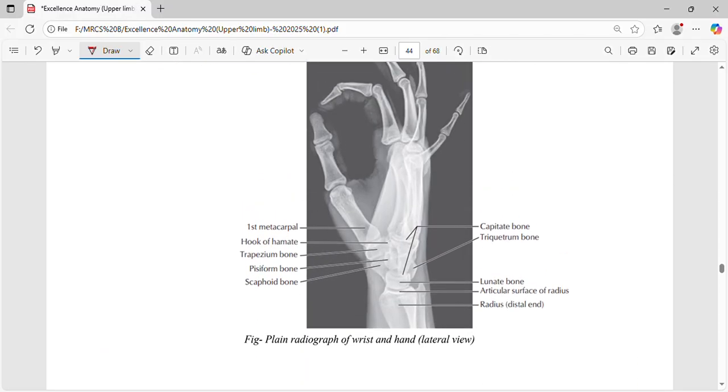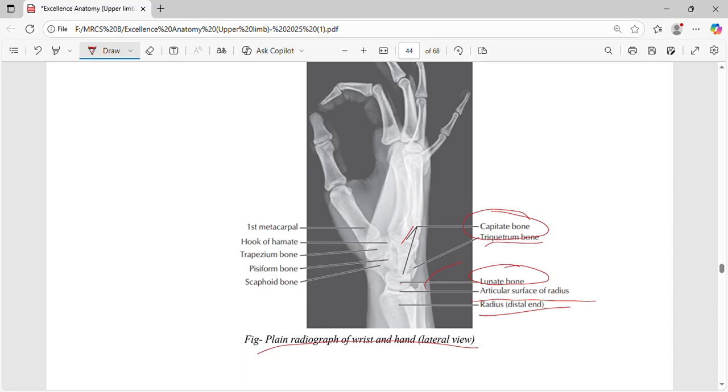Here again you can see a plain radiograph from the side view. Remember that in the side view you always see the lunate bone among the carpals. This is the articular surface of the radius, and this is the ulnar styloid. Here posteriorly we see the triquetrum bone of the first row, and opposite to it the capitate bone. Okay, so this is the capitate.